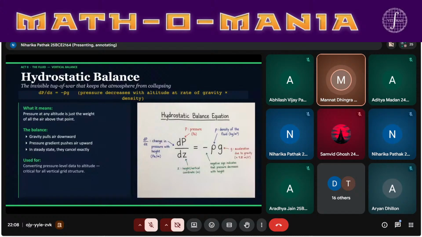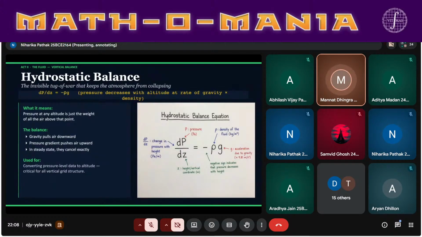And then rho. Rho is the density of the fluid, whose unit is kg per meter cube, and g is the acceleration due to gravity, whose value is 9.81 meter per second square, right? So that's the basic idea of the hydrostatic balance equation.